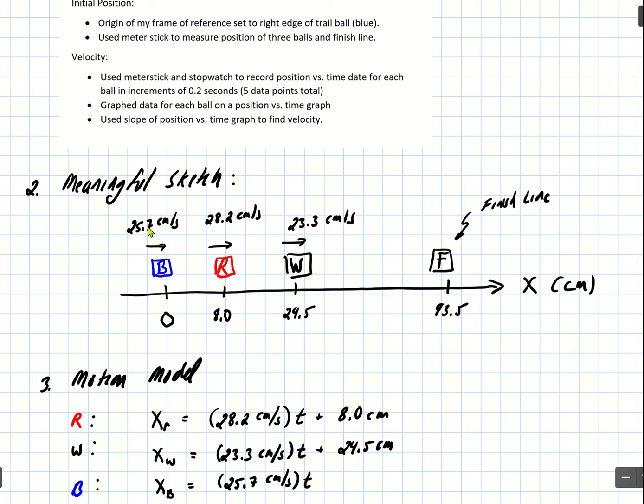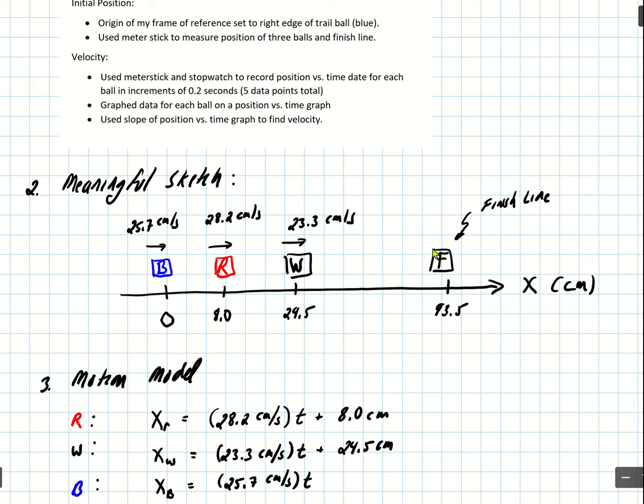Now these are my velocities from the video analysis. Blue was 25.7 centimeters per second. Red was 28.2 centimeters per second, so going faster. And white was 23.3 centimeters per second, so going slower. So I can tell already that there's no way Blue's going to win, because it's behind Red and going slower than Red. I'll keep that in mind, since it might save me a little time when I do the actual solution.